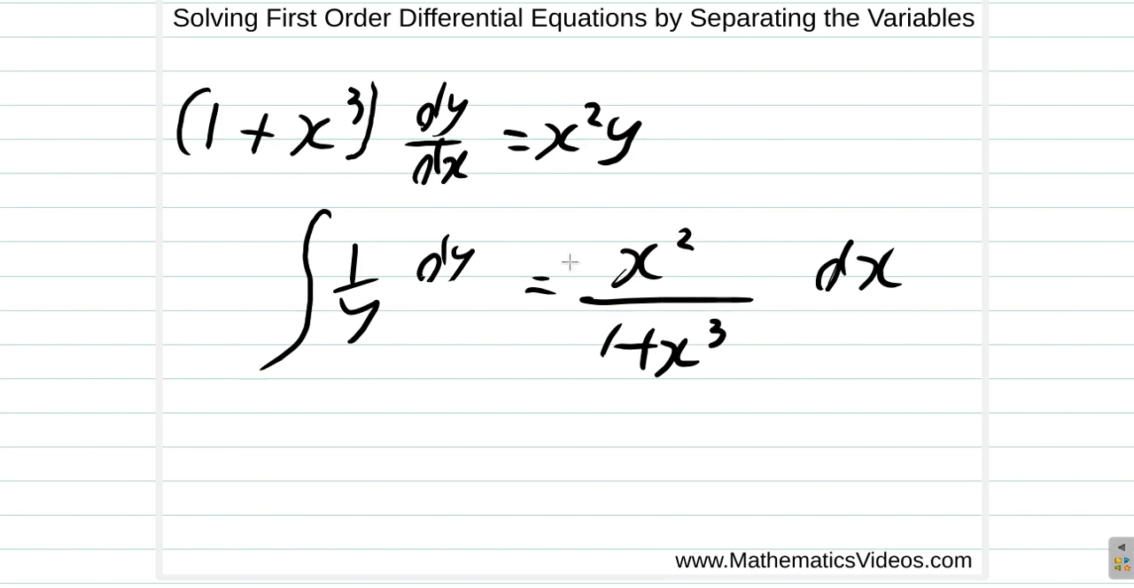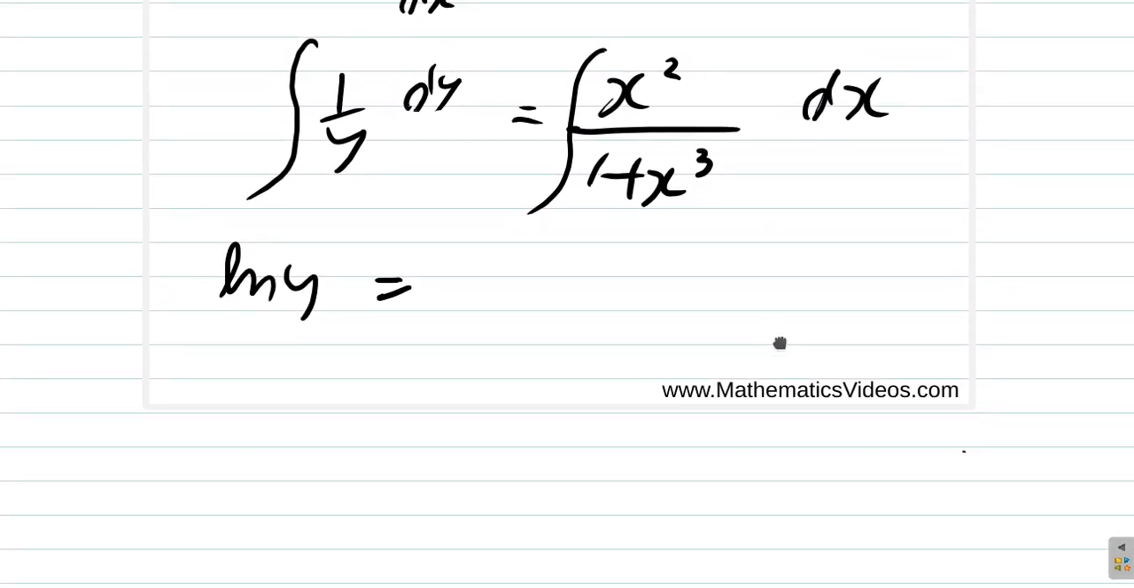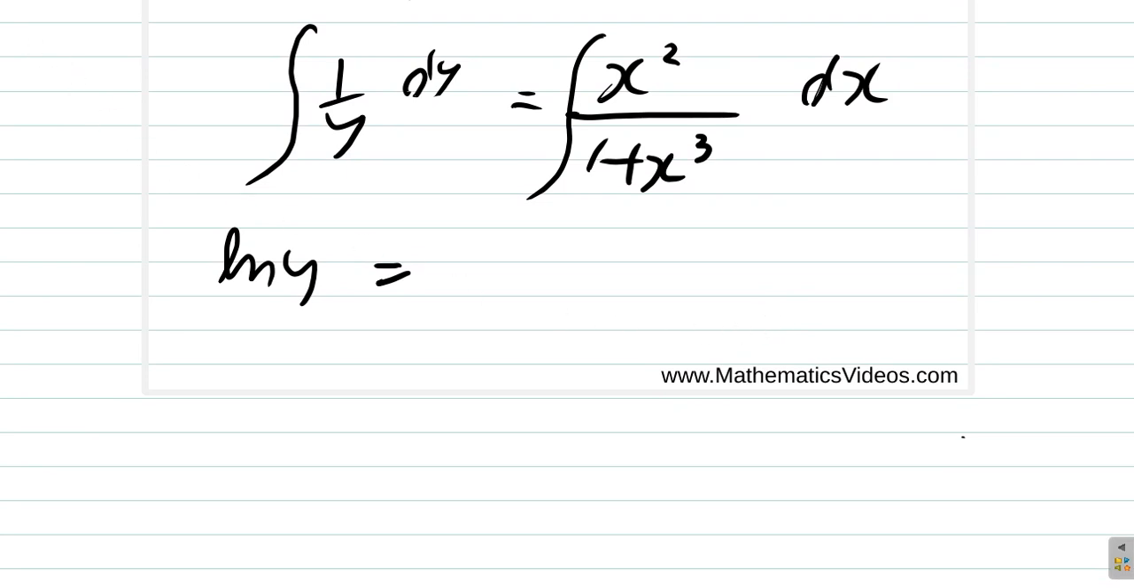Then we integrate both sides. Now, the integral of 1 over y dy is ln y. That's equal to, and we don't put any constant of integration on the left. We're going to put one on the right. Now the right hand side, we could use integration by substitution to do it.